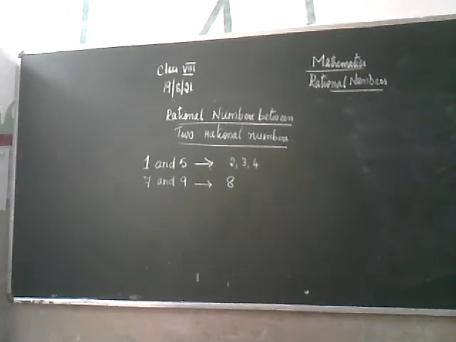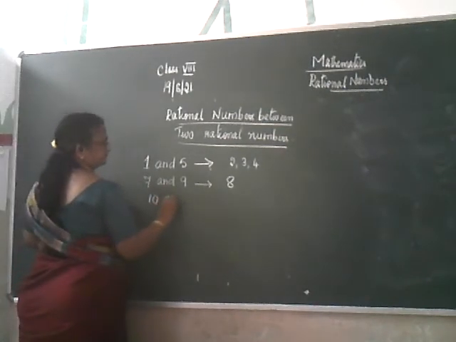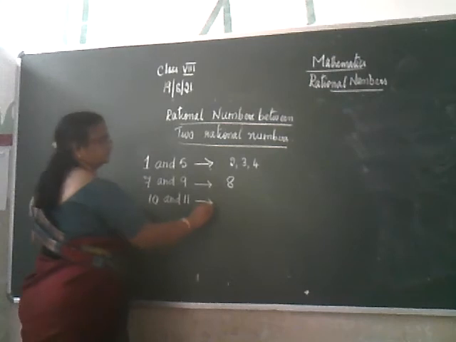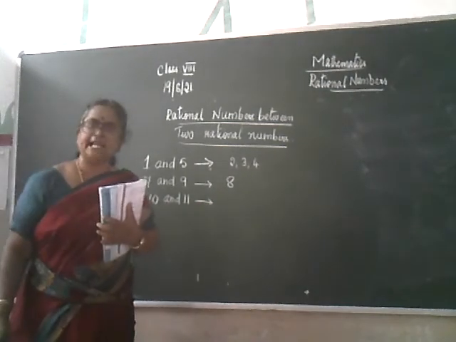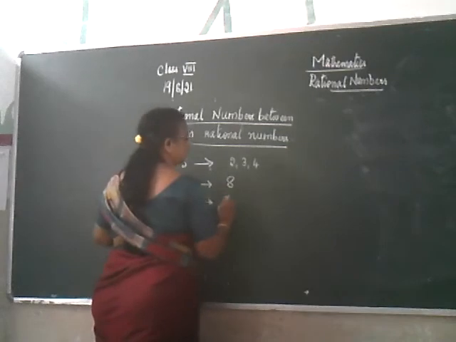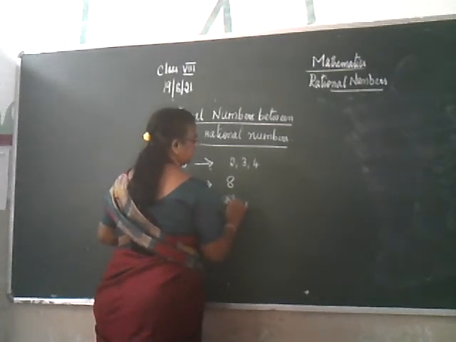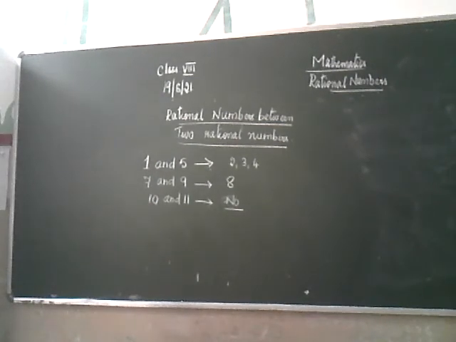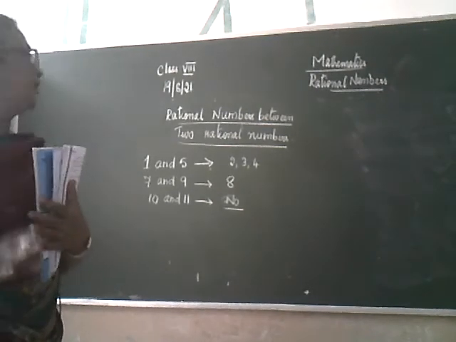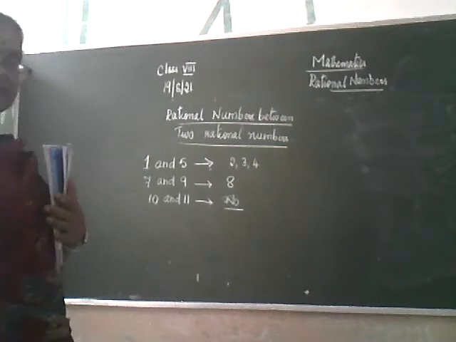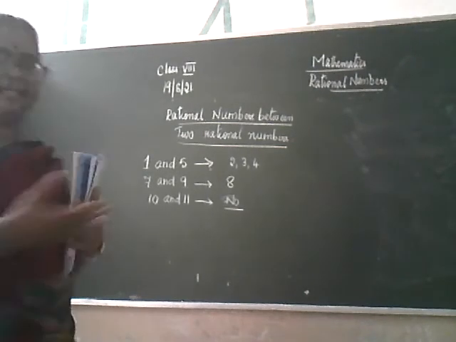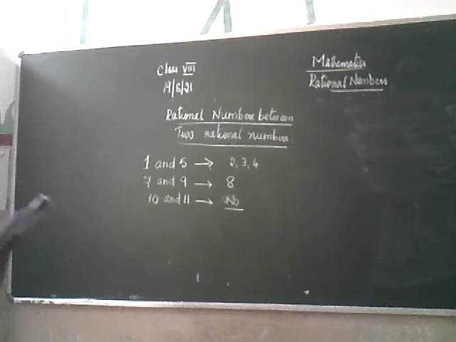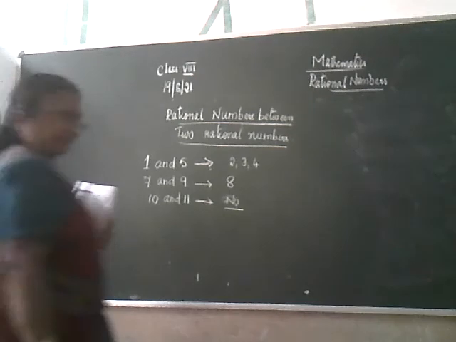Then, how many natural numbers are there between 10 and 11? Between 10 and 11, does any natural number exist? No. There is no natural number in between 10 and 11. So, between 1 and 5 it is 2, 3, 4, so 3. Between 7 and 9, it is only 1. Between 10 and 11, there is none. No natural numbers.